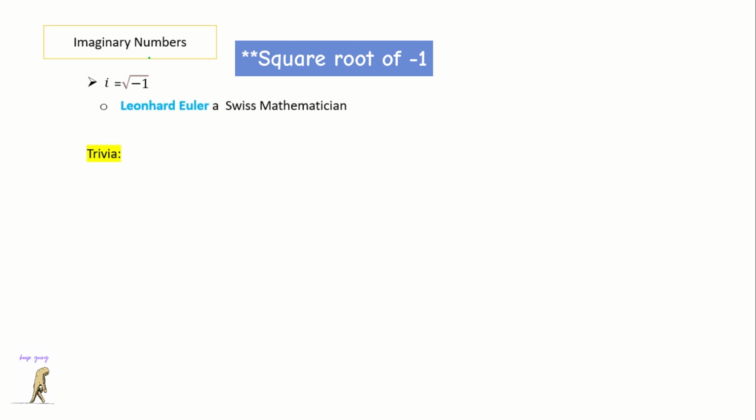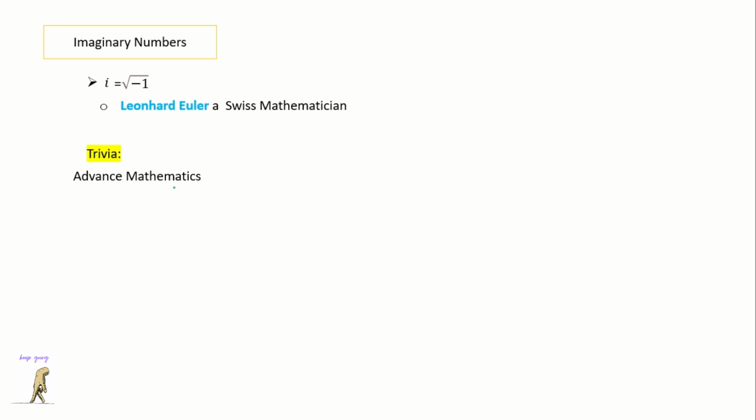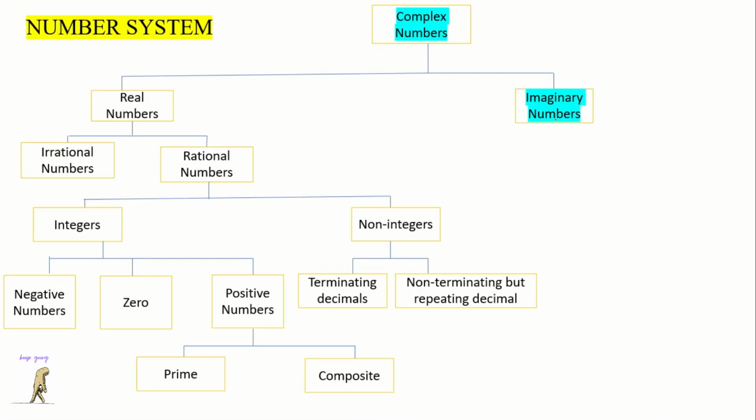Okay, let's have some trivia. In advanced mathematics, it is usually more convenient to use j rather than i as the imaginary part, because i makes us confused with current in electrical circuits. But in this topic, we can use i or j if you prefer j. Okay, we are done with imaginary numbers. Let's go to real numbers. Real numbers can be classified into two: irrational numbers and rational numbers.